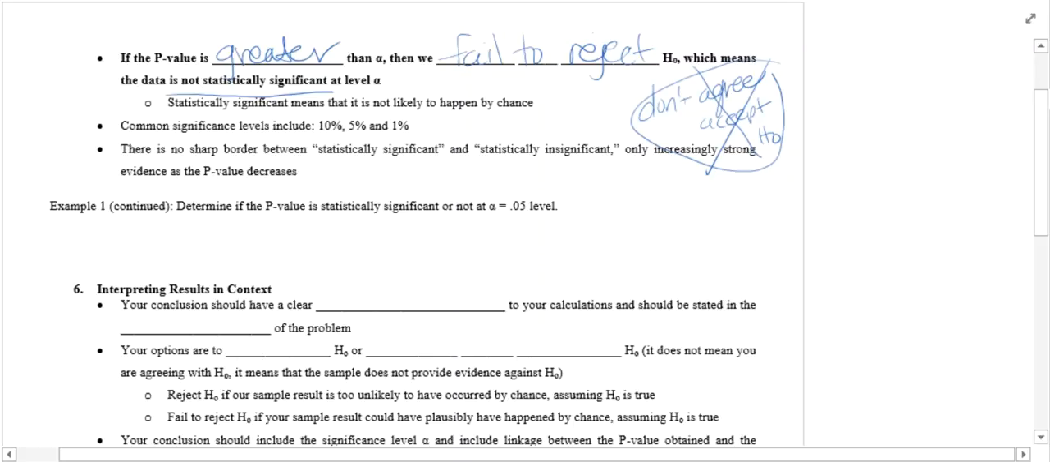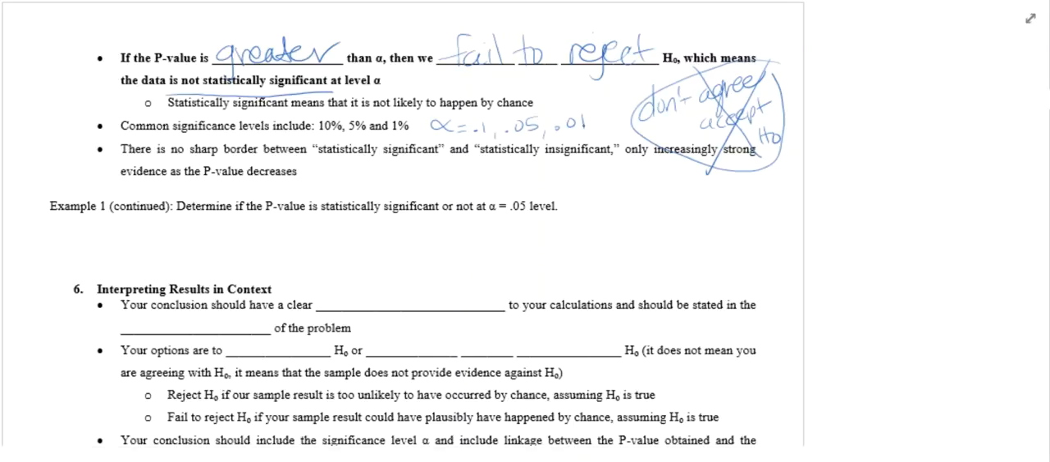Common significance levels include 10%, 5%, and 1%. So you'll see alpha levels of 0.1, 0.05, 0.01. And there's no sharp border between statistically significant and not significant, only increasingly strong evidence as the p-value decreases.